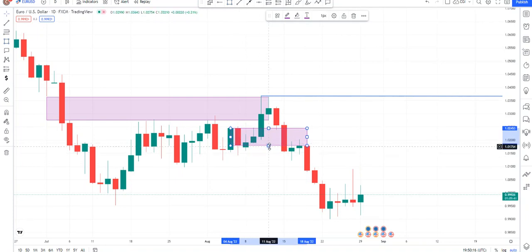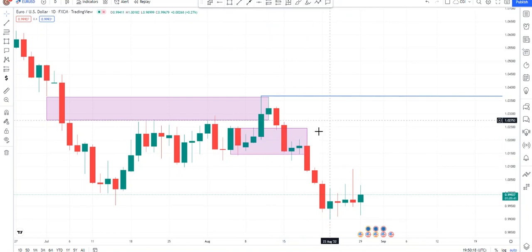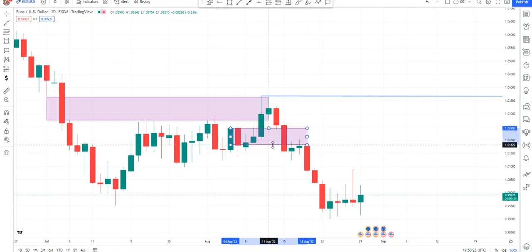Let me pull it to the bottom. Let me use the whole candle. So price mitigated it as well. So let me even put it here. So you can see the two up candles that went into it, and we continued pushing downward.